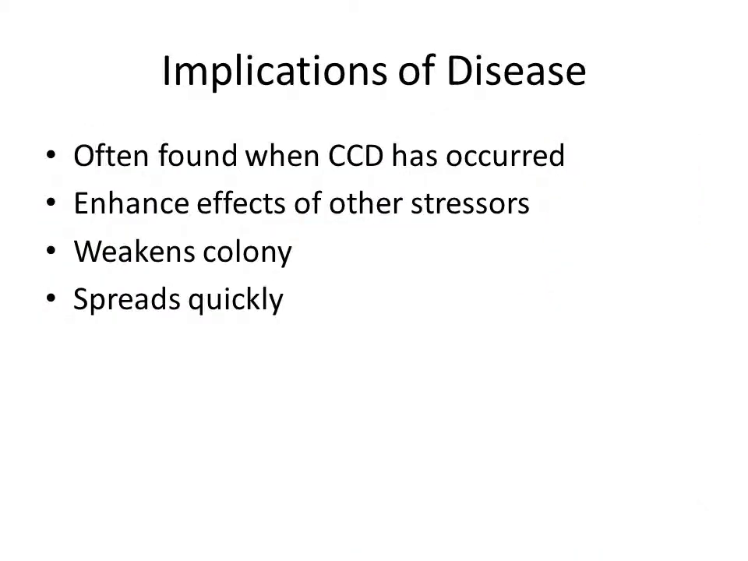So the implications of this are that many of these diseases are usually found when colony collapse disorder has occurred, by testing some of the fatalities or some of the remaining brood that are existing in the colony, if there are any, which oftentimes there aren't. They also enhance the effects of these other stressors, so things like pesticides or parasites. They all seem to basically increase each other's effectiveness and likelihood of weakening the colony. And disease is just something that spreads very quickly.